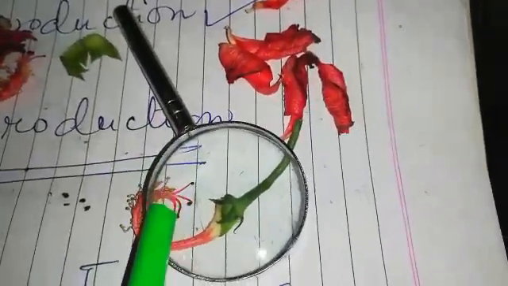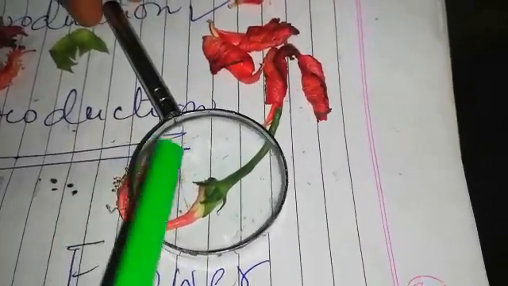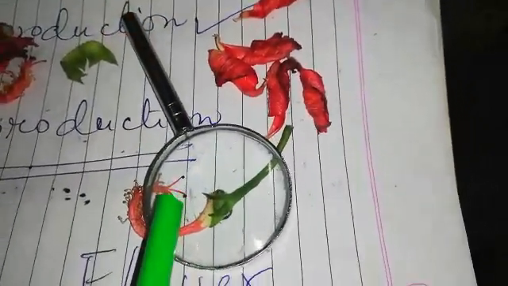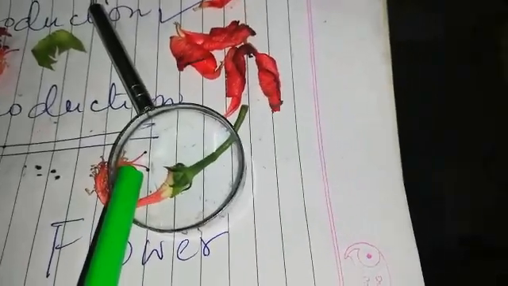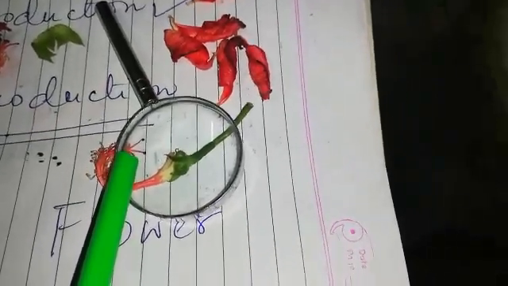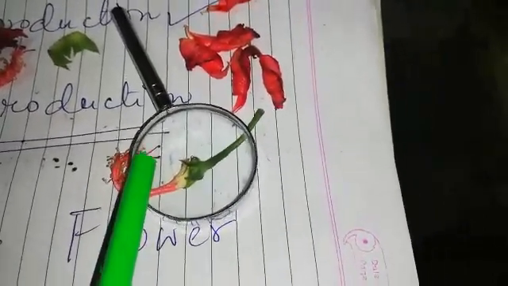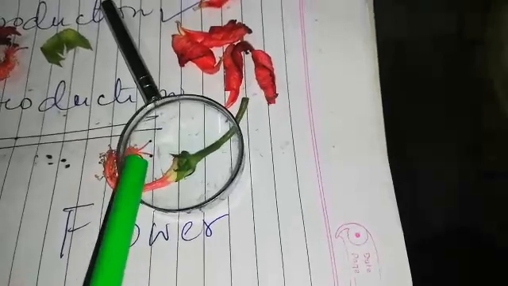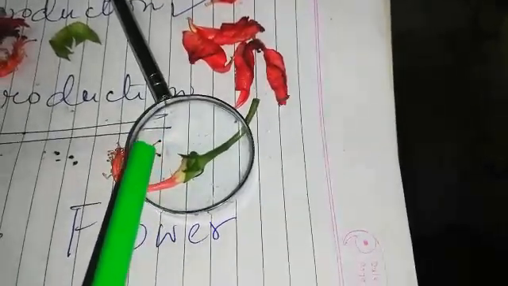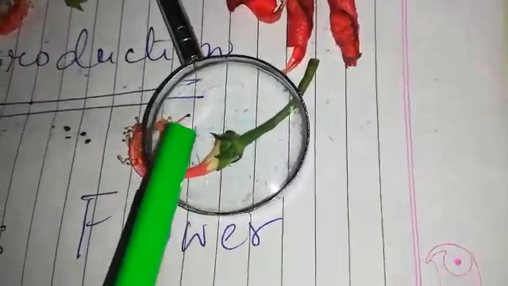Now, when the pollen grains from the anthers are transferred to the stigma of a flower, the process is called pollination. So pollination is the process in which the pollen grains from the anthers are transferred to the stigma of a flower of the same species, which is very, very important. In the next video I'll discuss the different types of pollination.